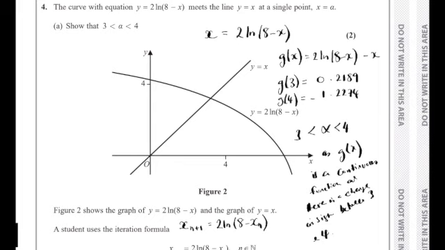Okay, so if it's okay with you, I'm going to scroll down now to the next part of the question. Hopefully you can see that he's going to try and use his first guess x1 equal to 4. So his next guess, x2, is going to be 2 ln(8 take away his previous guess), and that's going to be his next guess. Well, let's find out if that works, shall we?